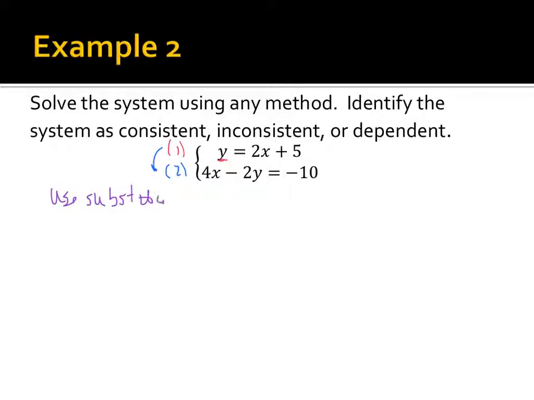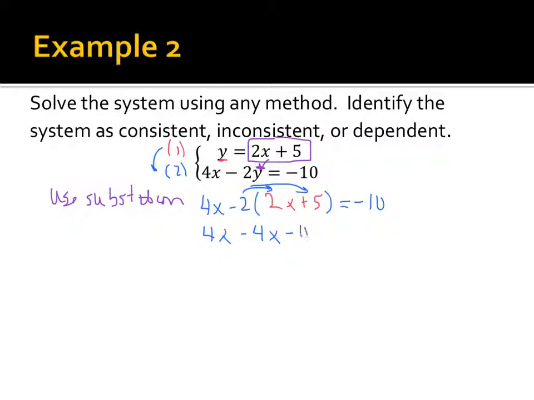And what I'd like to do is take this 2x plus 5 and put it in here for this y. And so what I'll get is 4x minus 2 times something equals negative 10, but that something is this 2x plus 5. Then when I do all the work, I get 4x, distribute this, I get minus 4x, distribute there, so I get negative 10 equals negative 10. Notice these cancel, and I get negative 10 equals negative 10, which is true.